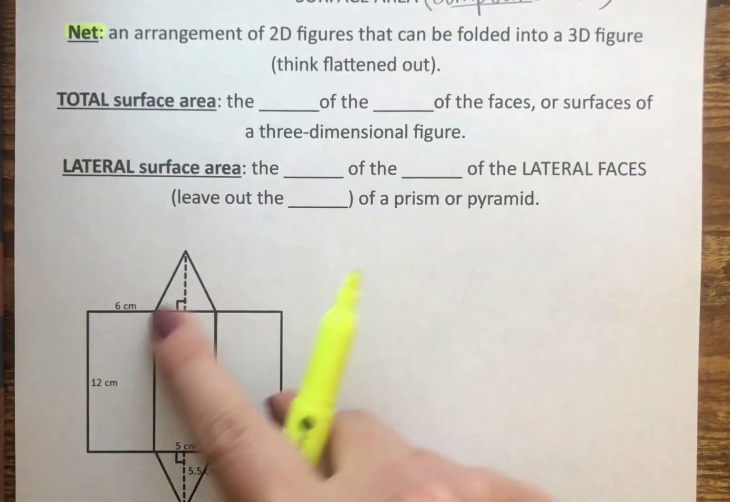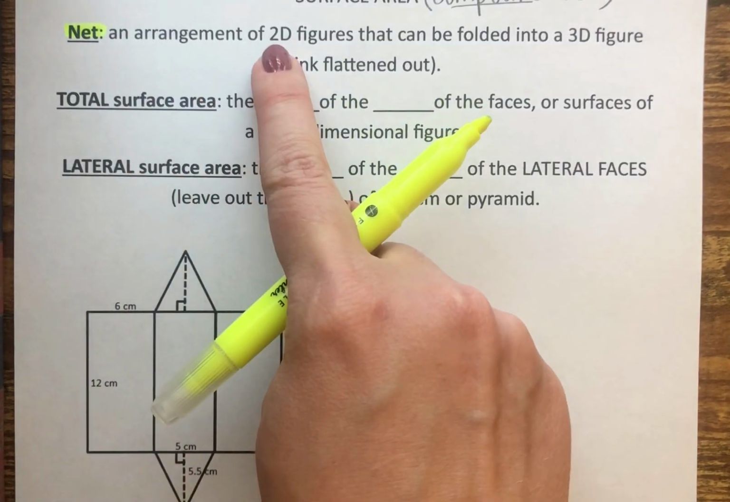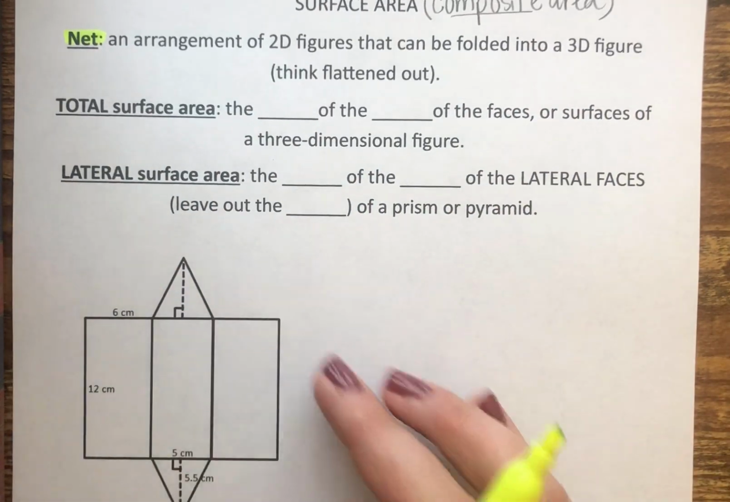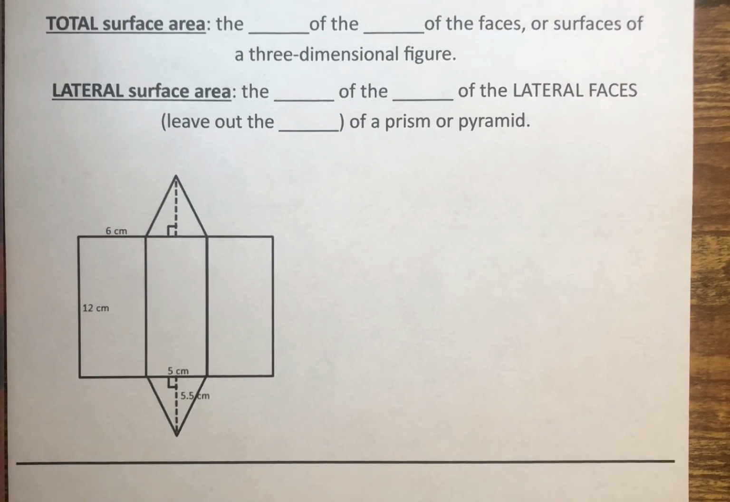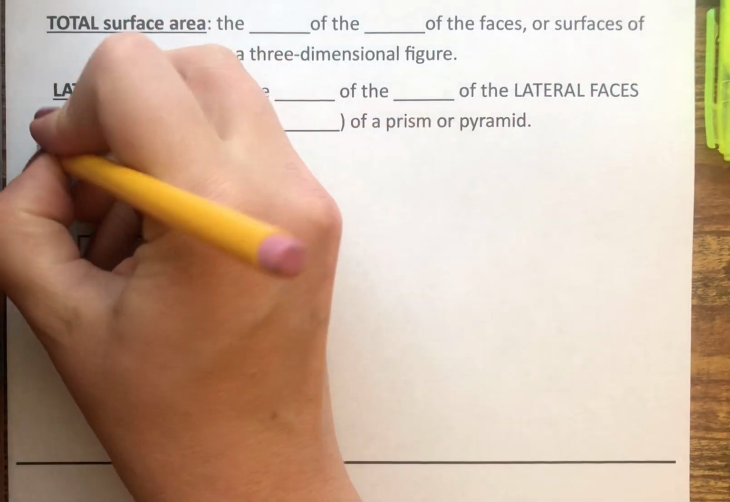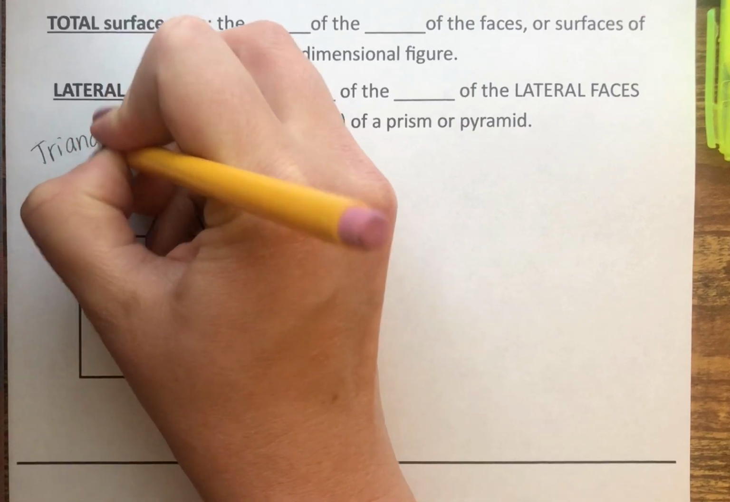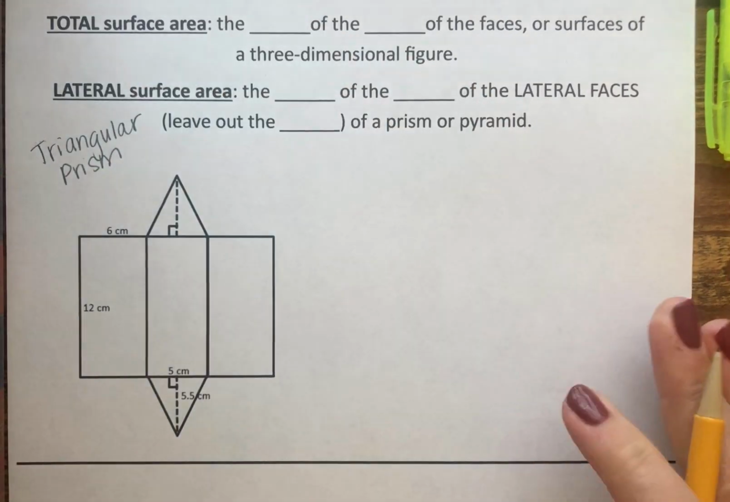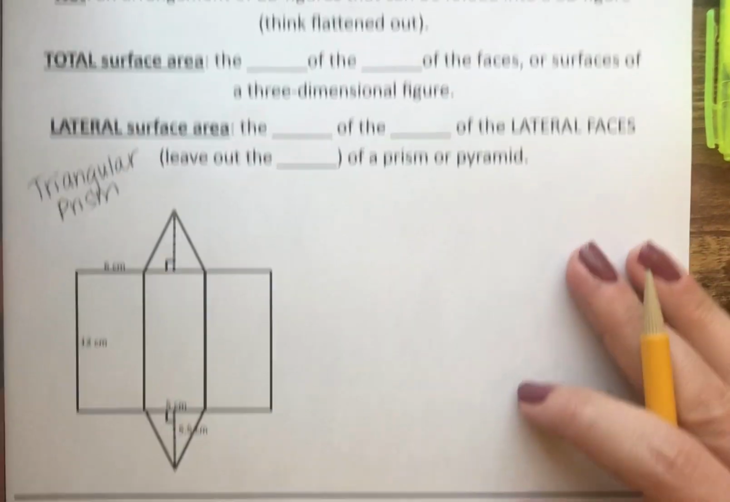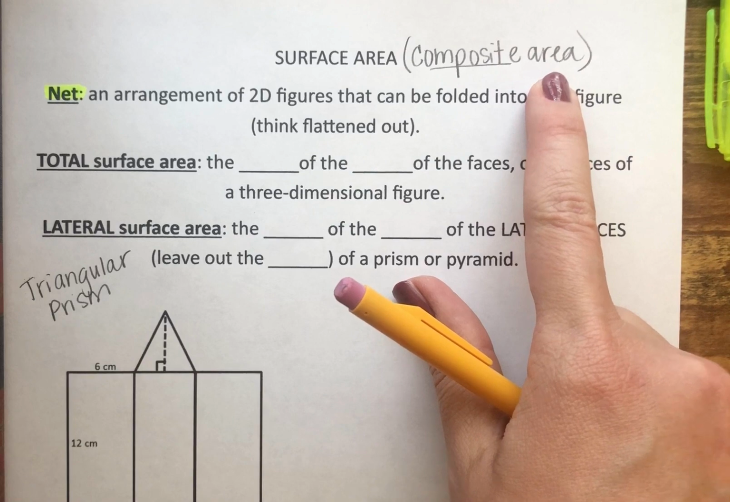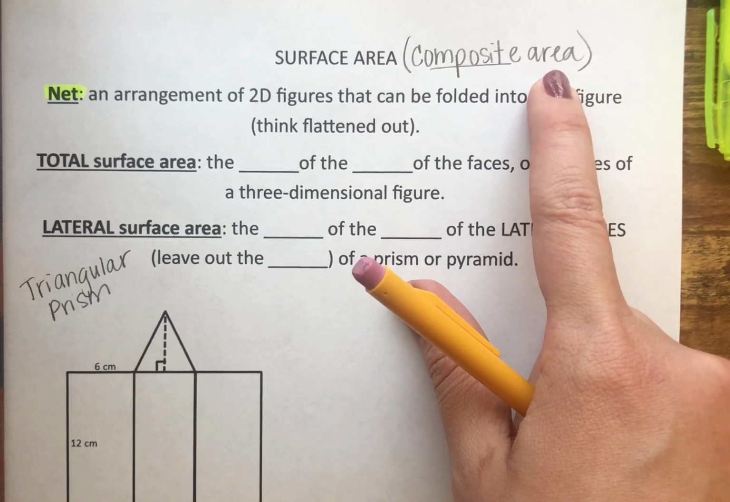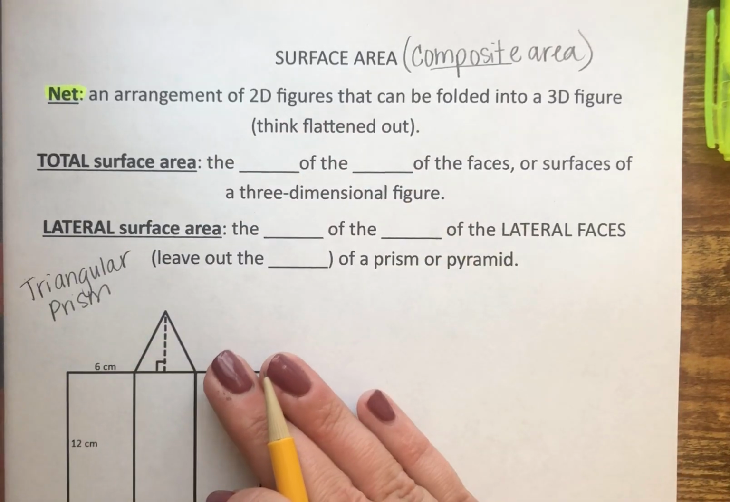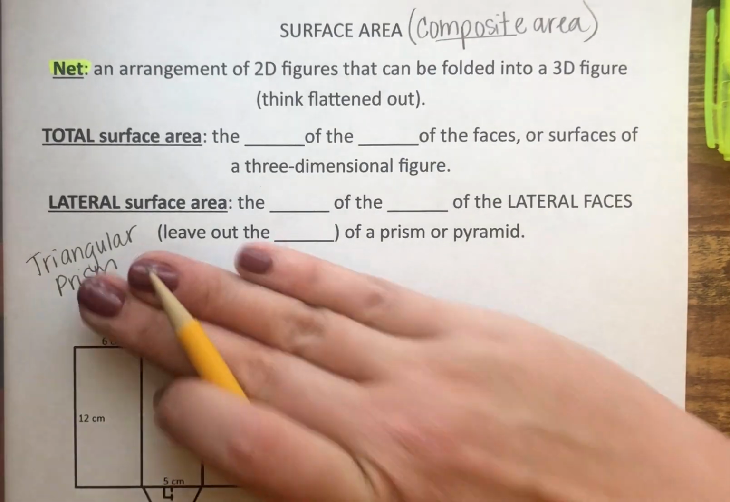So this is the net. It's an arrangement of 2D figures that can be folded into a 3D figure. So this net would actually fold into a triangular prism. So that is really the big difference between surface area and composite area. A lot of times with composite area, we just have figures that aren't necessarily something that would fold up into anything else. But when we're working with surface area, it's always a 3D figure that has been flattened out.